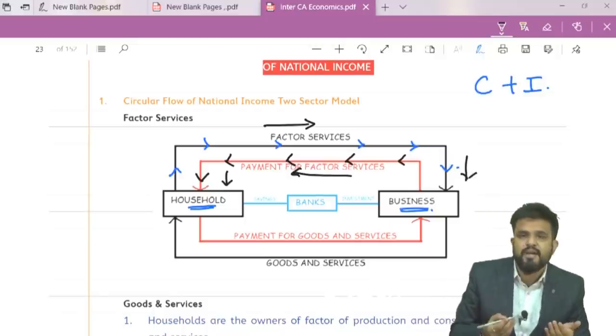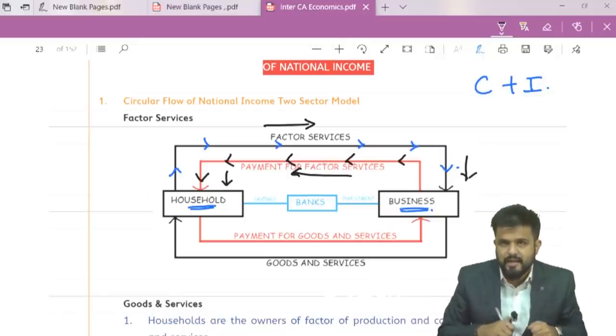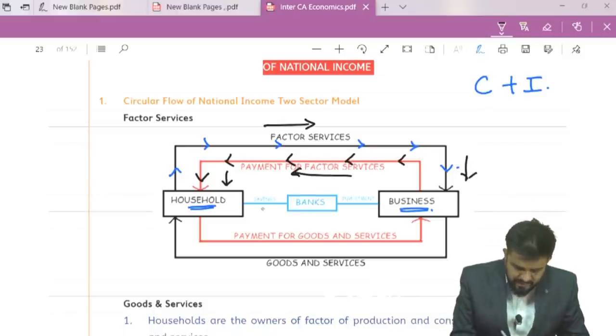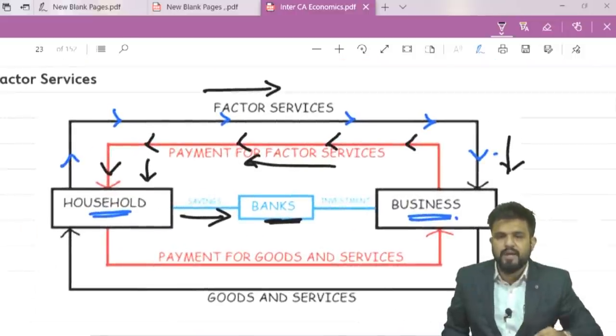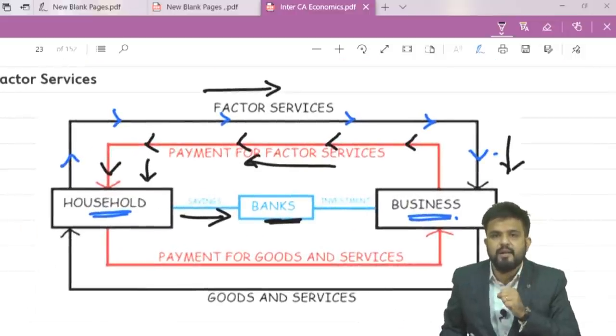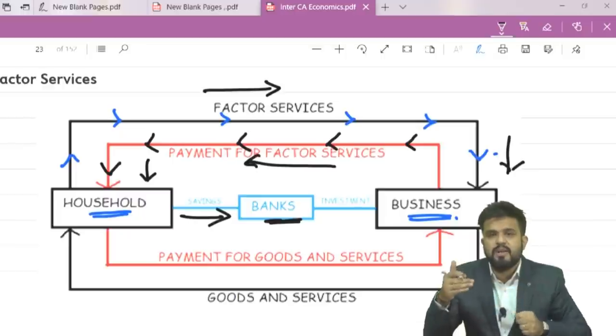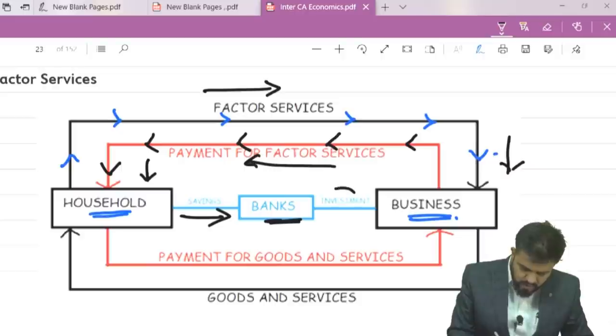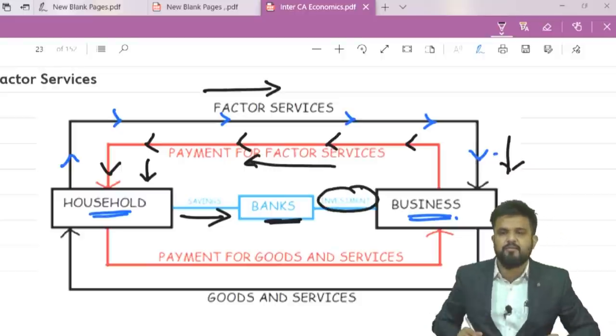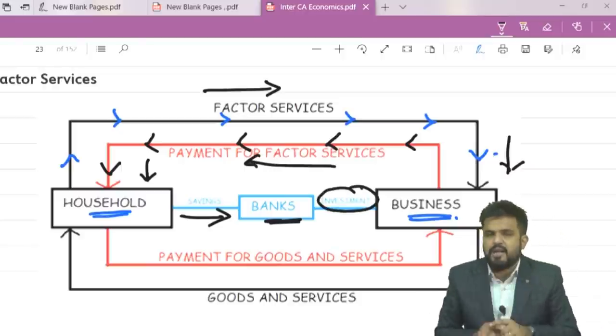So can I say, the moment households receive some salary, some part they will save. Where will they save? They will save money in the bank. And what is the bank going to do? Bank is not going to keep that money idle. Bank is going to use that money for giving loans to corporates. And what will corporates do? They will invest that money.